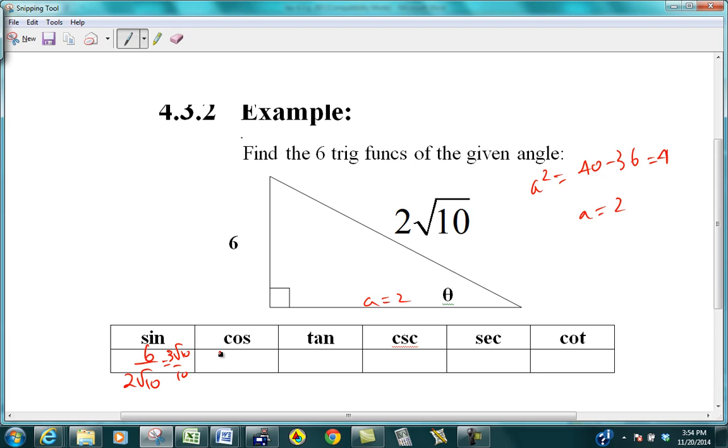Cosine is going to be 2 over 2 root 10. Reduce. No radicals at the bottom. Becomes root 10 over 10. Tangent is opposite over adjacent. So that's 6 over 2, which is equal to 3. CSC is the reciprocal of sine, so that becomes, let's see, root 10 goes up at the top, 3 comes downstairs. SEC is the reciprocal of cosine, so root 10, and cotangent is the reciprocal of tangent, so that's 1/3. Okay, straightforward example.